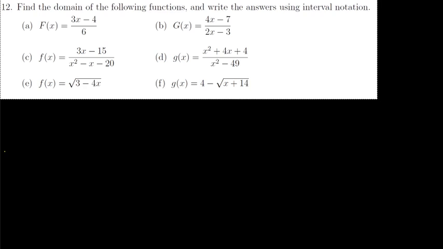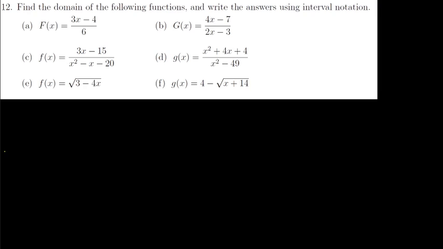We want to find the domain of the following functions and write the answers using interval notation. This was in chapter 8, sections 8.1 and 8.2. We didn't do chapter 7 yet, so this is a little out of place. Some of these problems are not in the correct order, but don't let that bother you. Generally speaking, the final exam will go in order, but not all of these problems will.